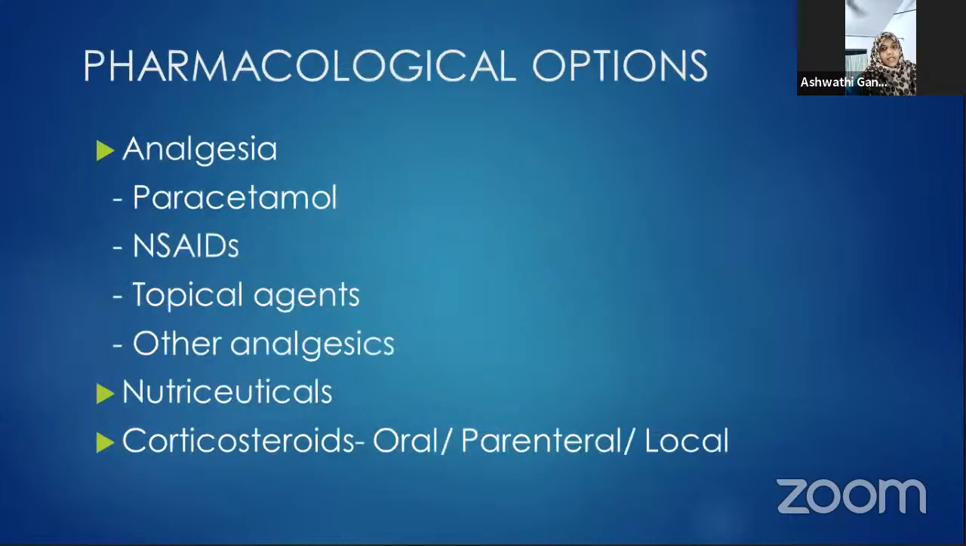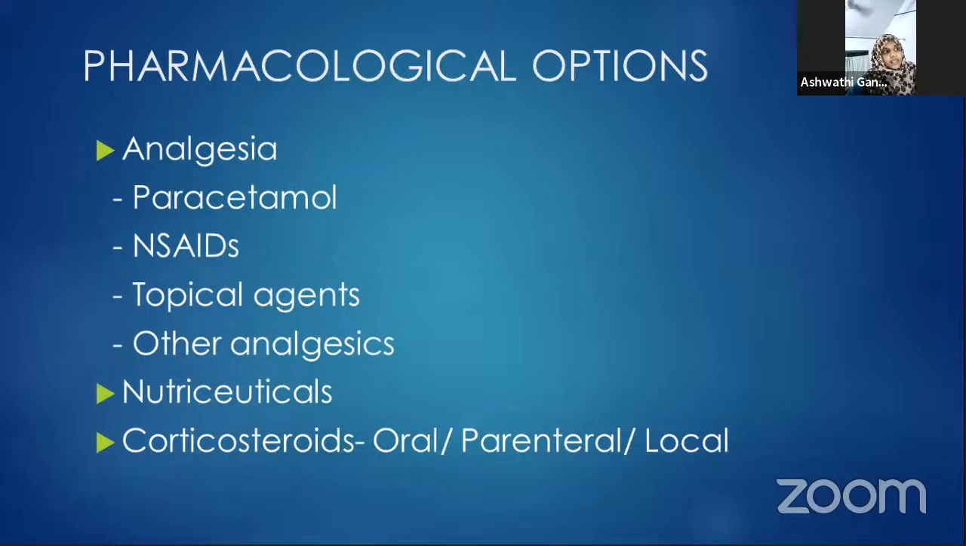Then pharmacological options, mainly regarding analgesia. First we have to give paracetamol 1 gram 4 times a day. Then regarding the NSAIDs, we have to use NSAIDs judiciously according to the age group, one thing. Then with any previous history of upper GI bleed, we have to avoid long-term NSAIDs, prescribe PPIs along with NSAIDs, and avoid prescribing glucocorticoids along with NSAIDs.